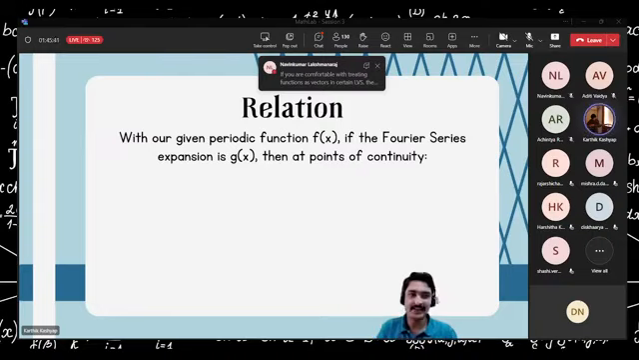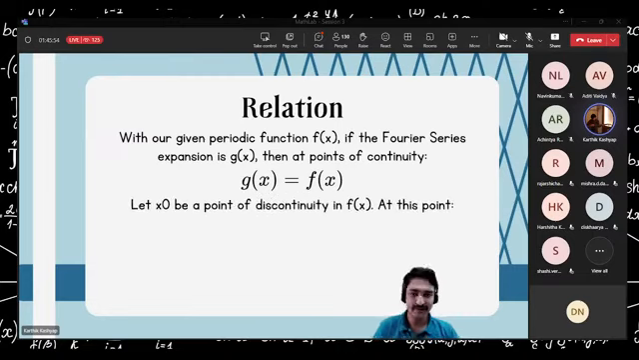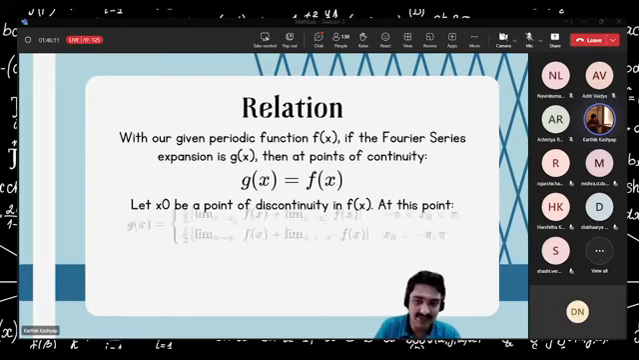So how do we relate this at points of continuity and points of discontinuity? At points of continuity, we can just equate the values of the functions. f of x is equal to g of x. Simple. Now let's say there is a point of discontinuity in f of x at some point x0. What do we do at this? We cannot just take the value of f of x0 because it's not defined over there. It is discontinuous. So in this case, we will use limits. Should we use the limits on the right side or the left side of x0? We will use both. We will take the average of both sides.